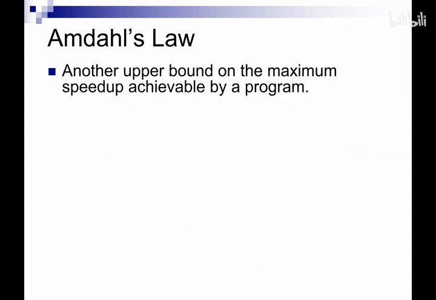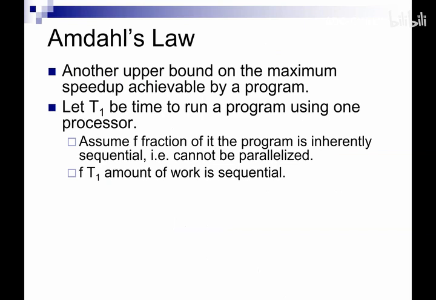Next I'm going to move on to a different way of measuring performance, called Amdahl's law. Amdahl's law gives you an upper bound on the maximum speedup that your program can achieve. The way it works is that you let T1 be the running time of the program. So you have some parallel program for solving some problem, and you let T1 be the time to run the program when you just have one processor.